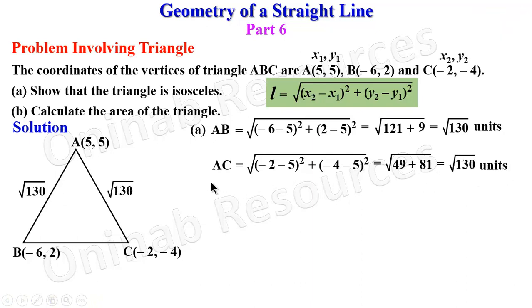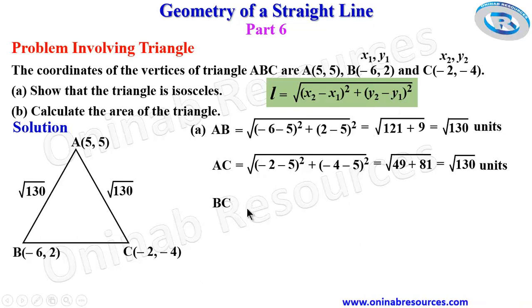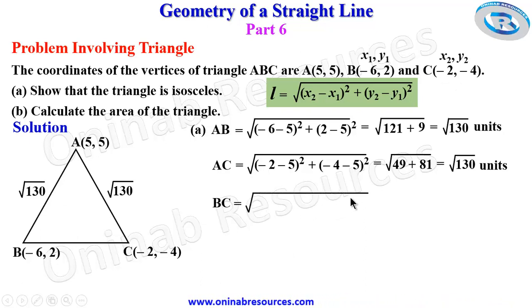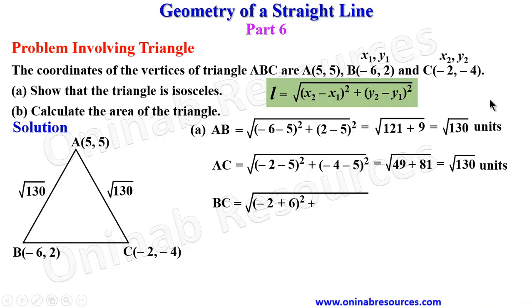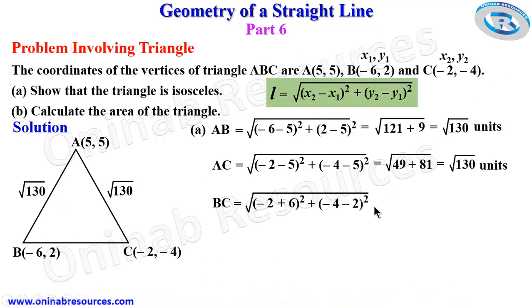And the last one is BC. We cannot just conclude like this; we need the third side. So here B is going to be x1, y1, and C will still be taken as x2, y2. Substituting into our formula, we have the square root of (-2 minus -6, which gives us 6) all squared, then plus (y2, which is -4 minus 2) all squared.